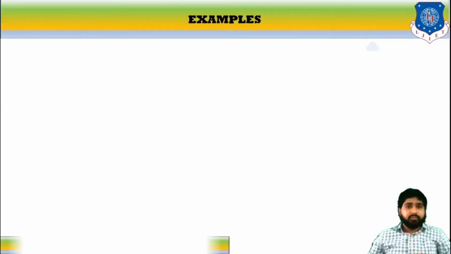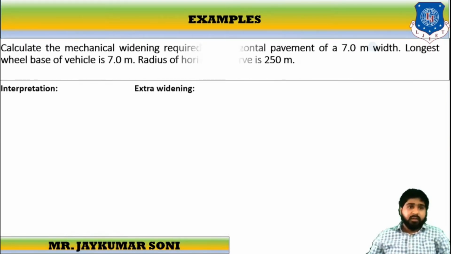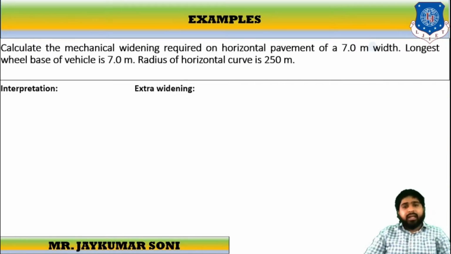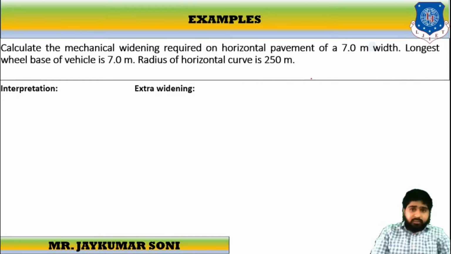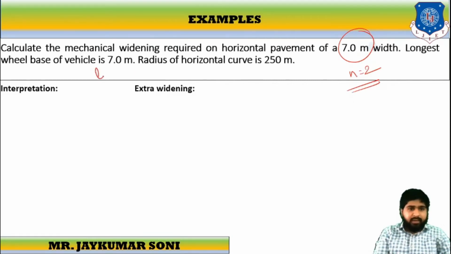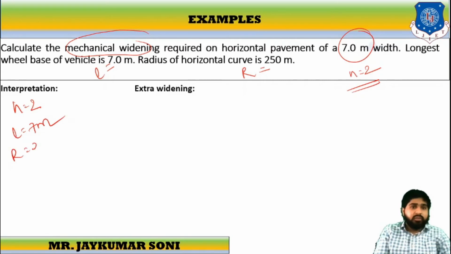Now let us move towards another example. Calculate the mechanical widening required for the horizontal pavement of 7 meter width and number of lanes will be 2. Longest wheelbase L is given as 7 meter. R is given as 250 meter. And you just have to calculate mechanical widening. So we will write N as 2, L as 7 meter, R as 250 meters.